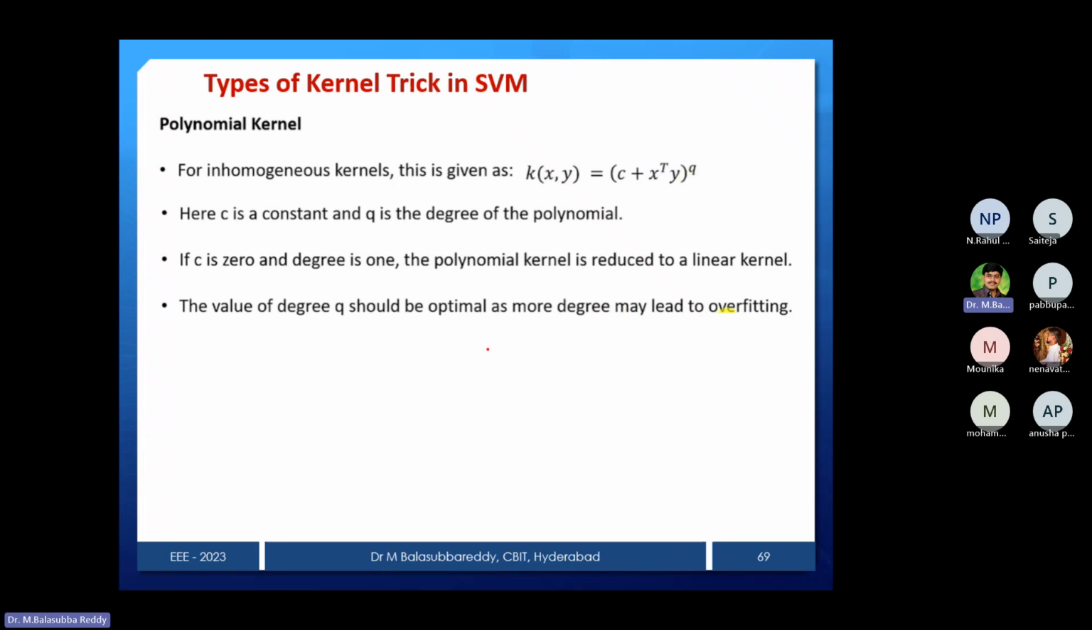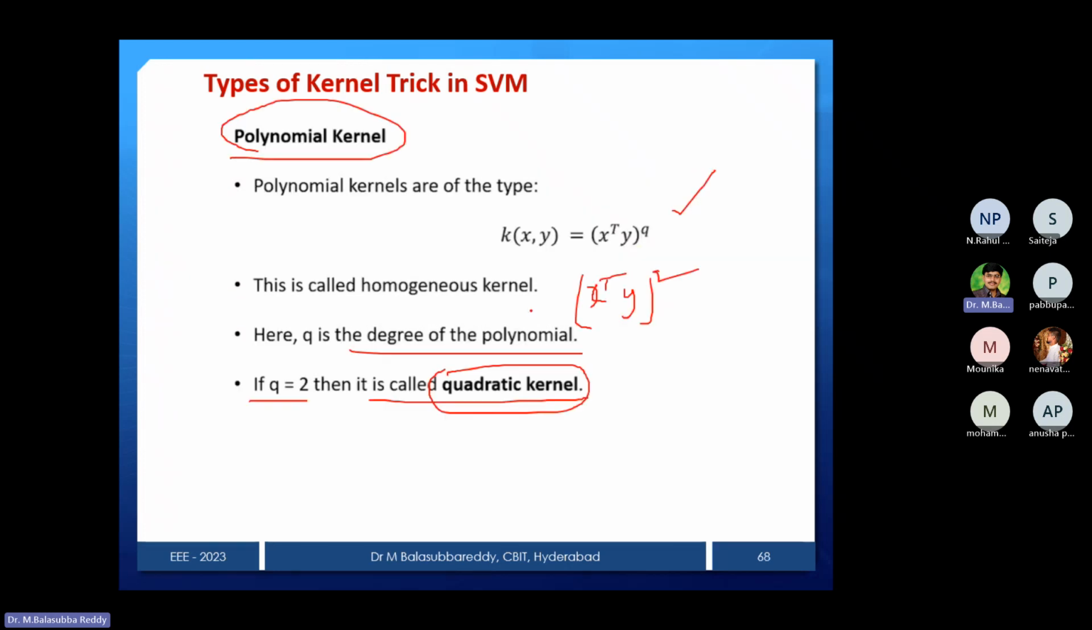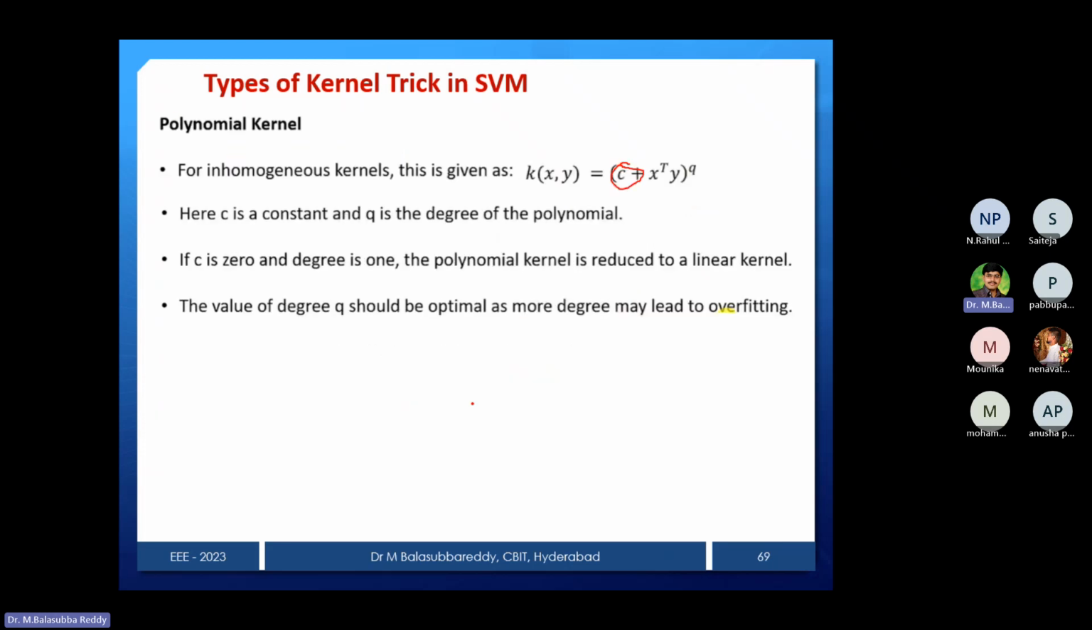Now, what is happening here? If C is 0, then it is similar to the previous one. If this portion is 0, then x transpose y power q is nothing but a polynomial. If q is equal to 2, that is a quadratic polynomial, because nothing is added to your function. C plus this I wrote. So if C is 0 and q is 2, it becomes a quadratic polynomial kernel. That's what I mentioned here: C is the constant, q is the degree of the polynomial.